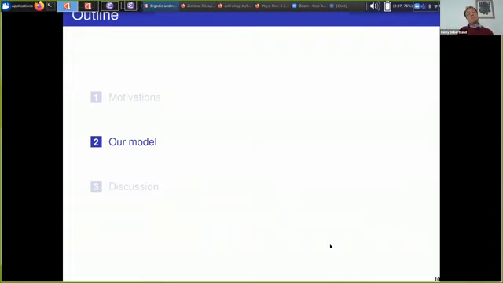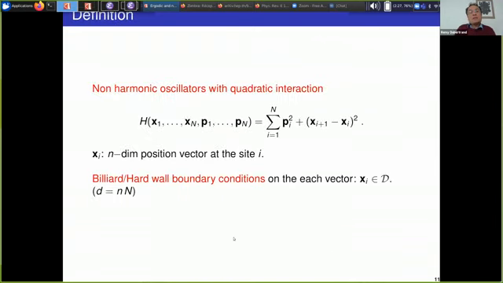After all this motivation, I would like to come more precisely to the model I want to present to you today. This model consists of N harmonic oscillators which interact quadratically with each other. So the Hamiltonian looks very simple: you have kinetic energy and interaction. The position at each site is given by a small n-dimensional vector. But the twist here is to put a billiard boundary condition on the amplitude, on the value of x.